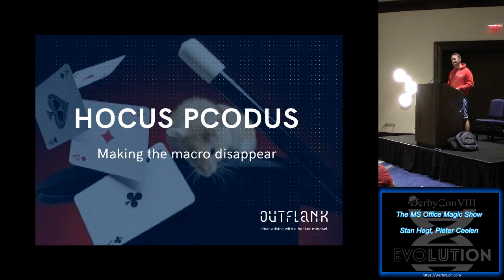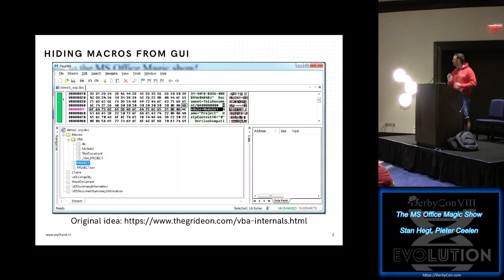If yes, let's start. So this builds on a few offensive tricks. The first one is, how do you hide macros from the GUI? I guess that most of you are familiar with what an OLE compound file is. That's what you're seeing here. So if you look at the Office file format for 97 to 2003, it's the OLE compound file format, which basically consists of storages and streams. It's like a file system.